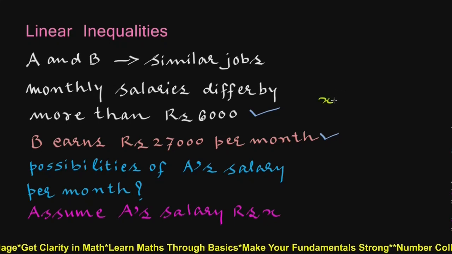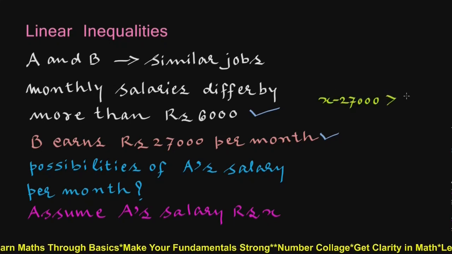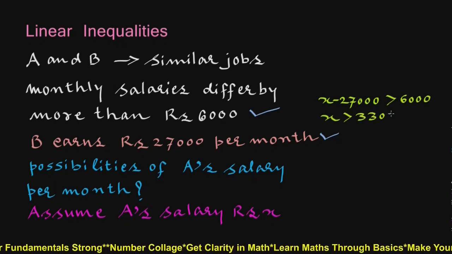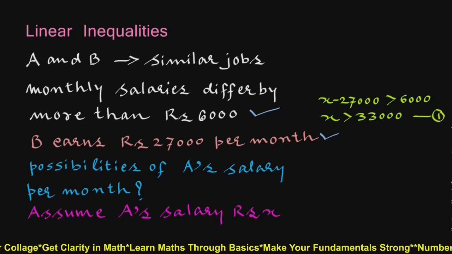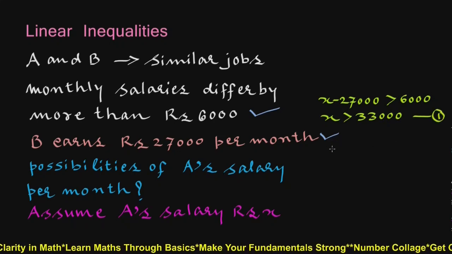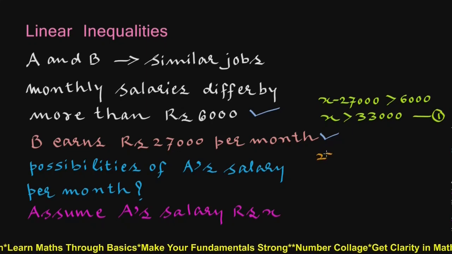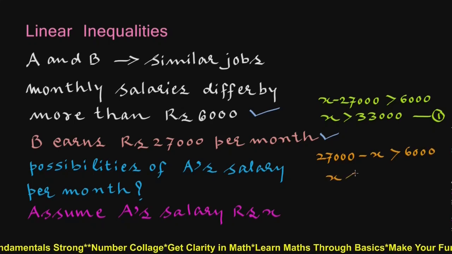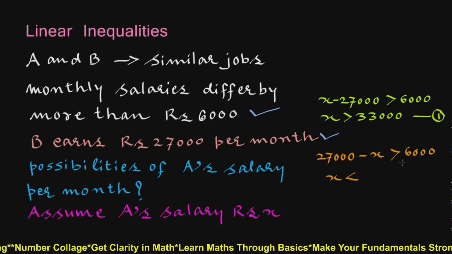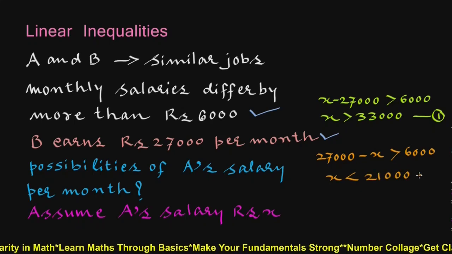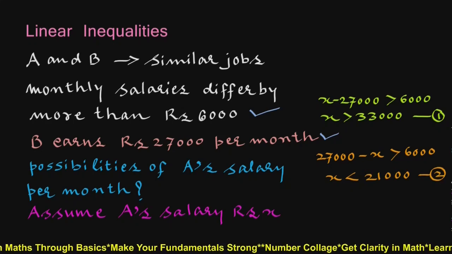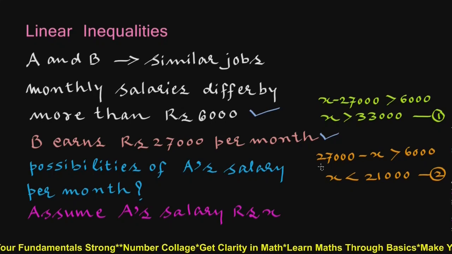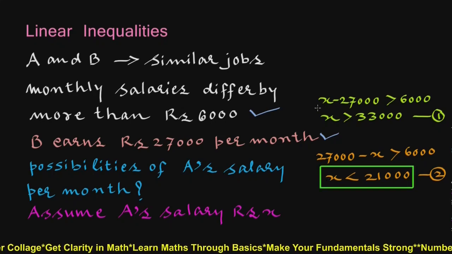The first being x minus 27,000 greater than 6,000, that gives us x greater than 33,000. We name this 1. The second way of expressing this difference will be 27,000 minus x greater than 6,000, that gives x less than 27,000 minus 6,000, 21,000. We name this 2. So from 1 and 2 we can write A's salary to be less than 21,000 rupees or greater than 33,000 rupees.